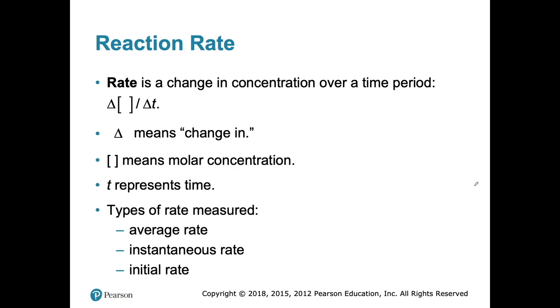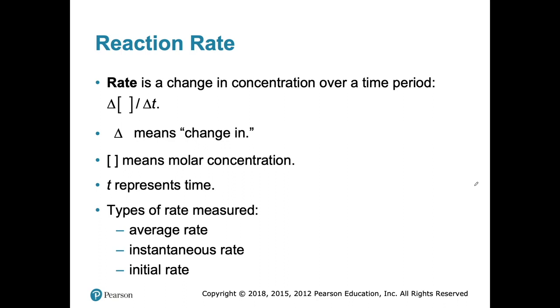So we generally use this equation here, where we have the change, this triangle right here, which is a delta, meaning a change, and then the brackets right here are concentration, right? And then divided by the change in time, okay?